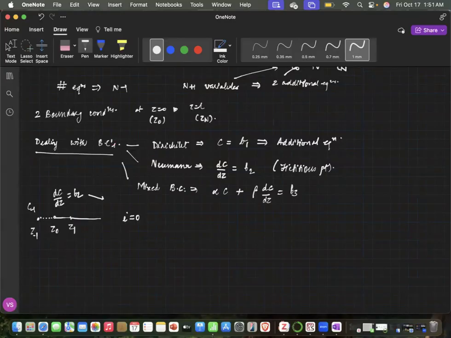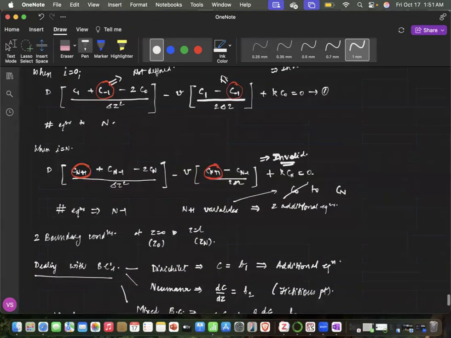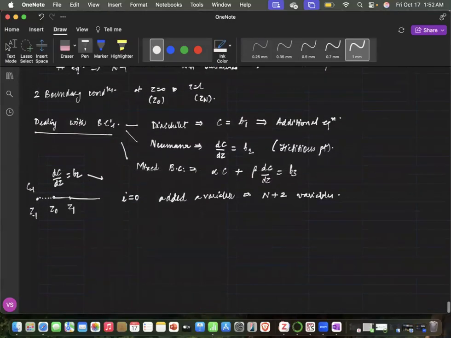So now since we've defined this fictitious point, we have an additional equation. What we did over here is that we added a variable. So now we have a total of once again n+2 variables, and since now we have considered one of the equations valid, we now have n equations altogether.